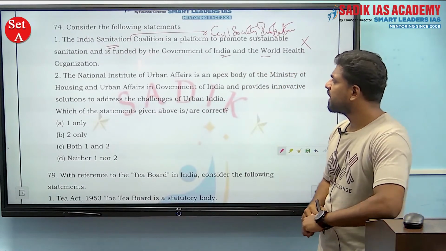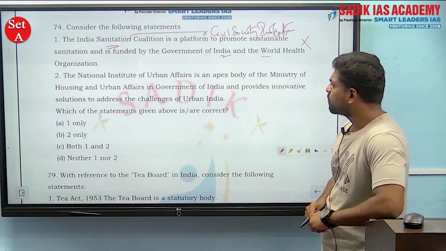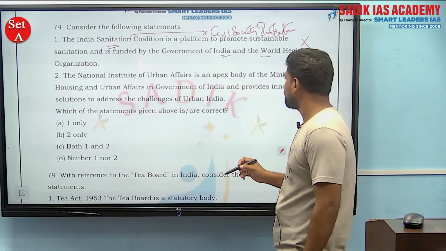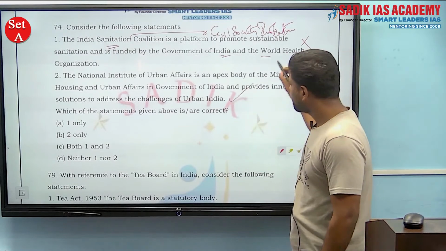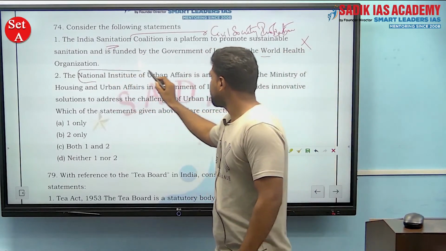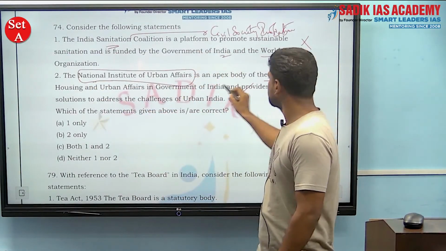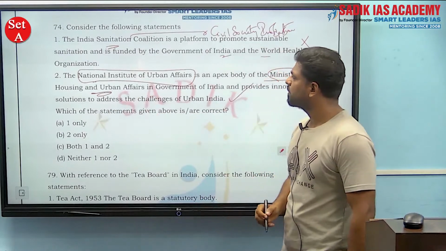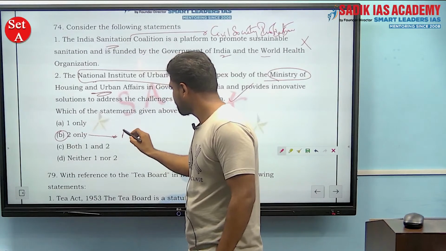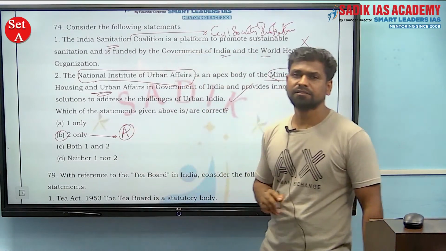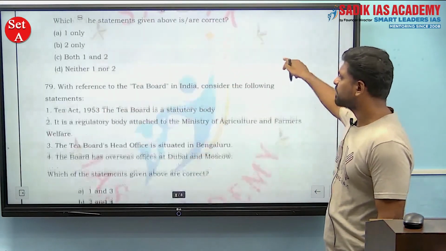What about statement number 2? The National Institute of Urban Affairs is an apex body of the Ministry of Housing and Urban Affairs in Government of India and provides innovative solutions to address the challenges of urban India. This statement is right. National Institute of Urban Affairs comes under the Ministry of Housing and Urban Affairs. This statement is true. Therefore, the right answer is option B, 2 only. Moving on to the next question.